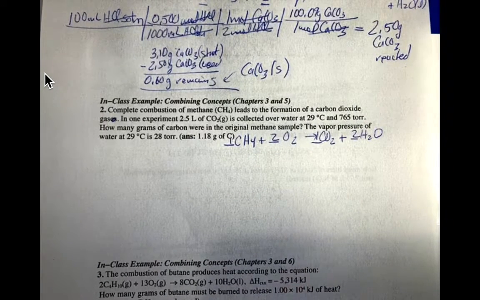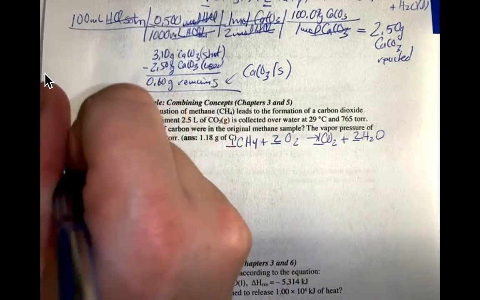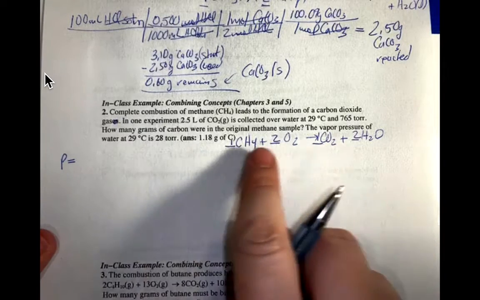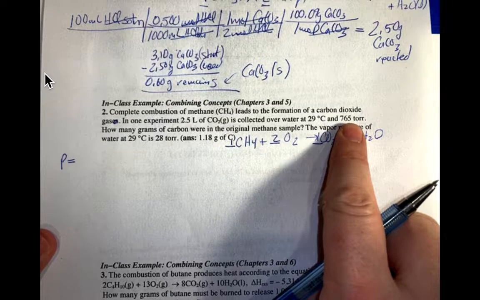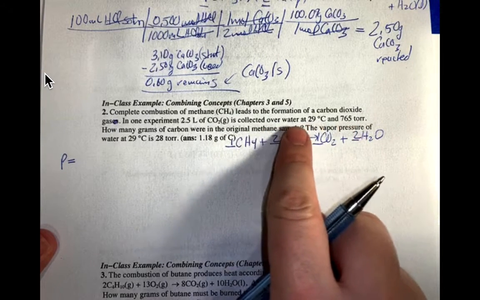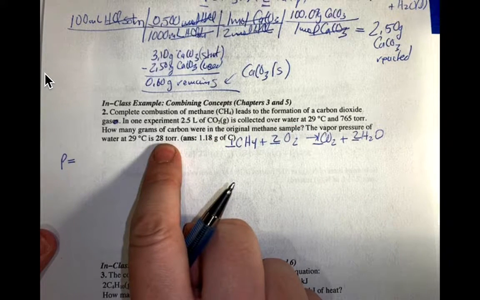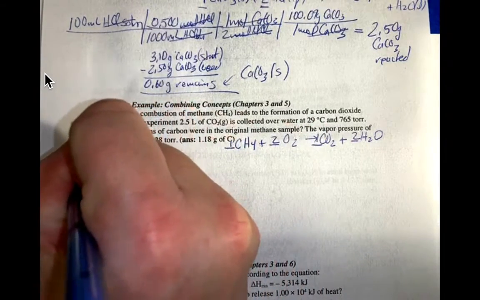Now we have information to figure out the number of moles of CO2 that were in the sample, and we can do that using the ideal gas law, PV equals nRT. The pressure here, I have to do a little bit of work. The total pressure is 765. It's collected over water, so I have to subtract out the 28 torr from the water pressure, because I want the pressure of the CO2 alone.